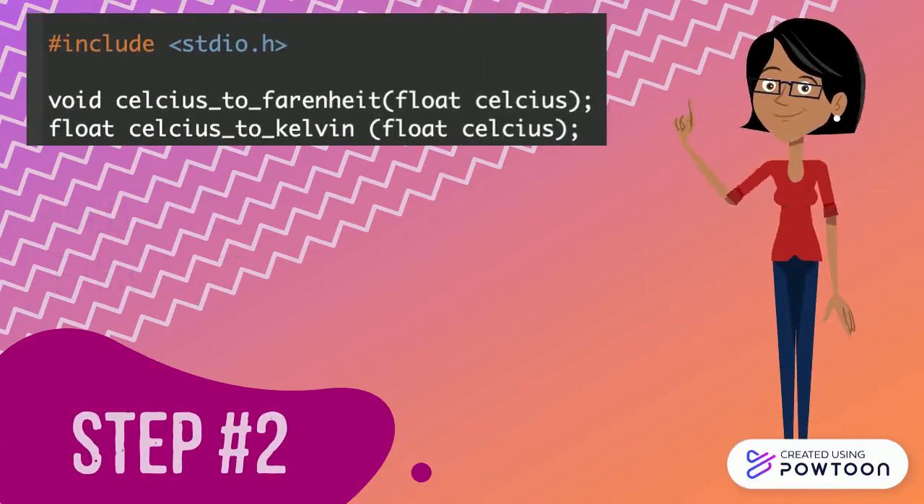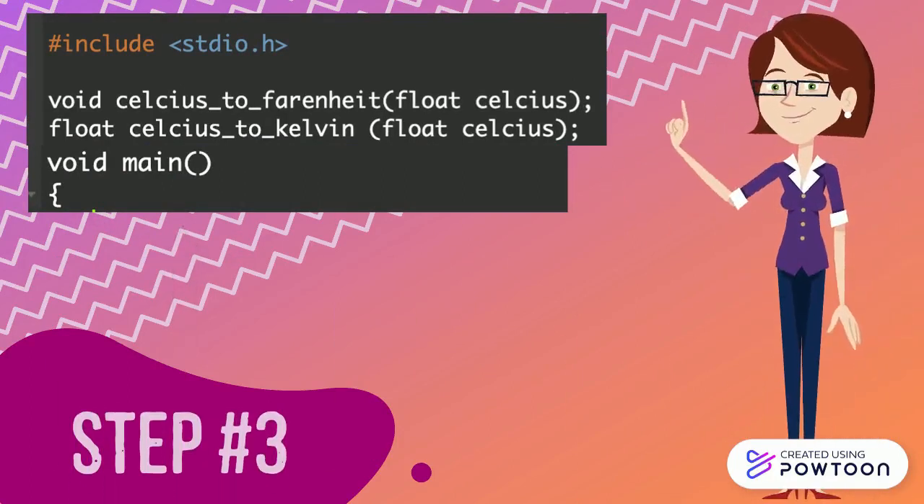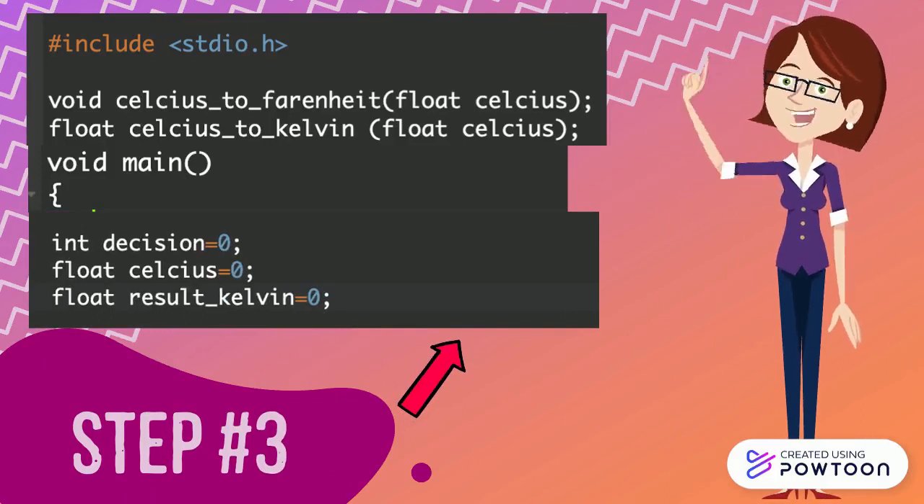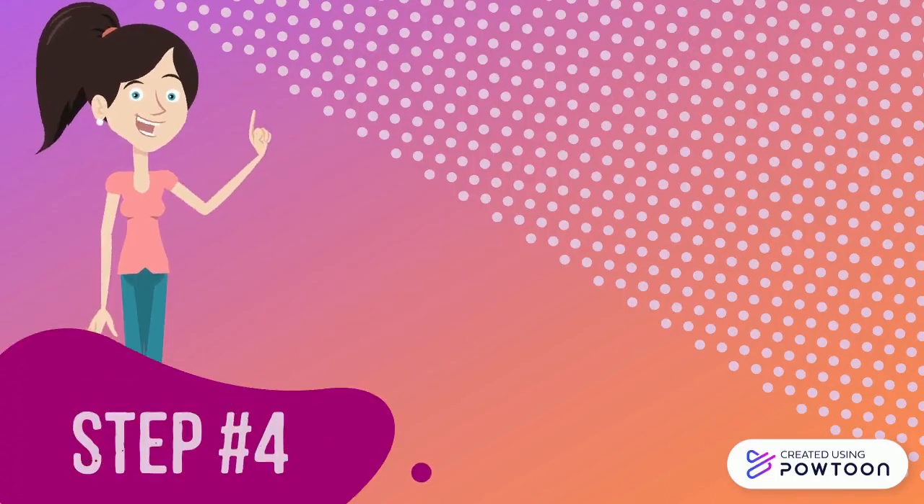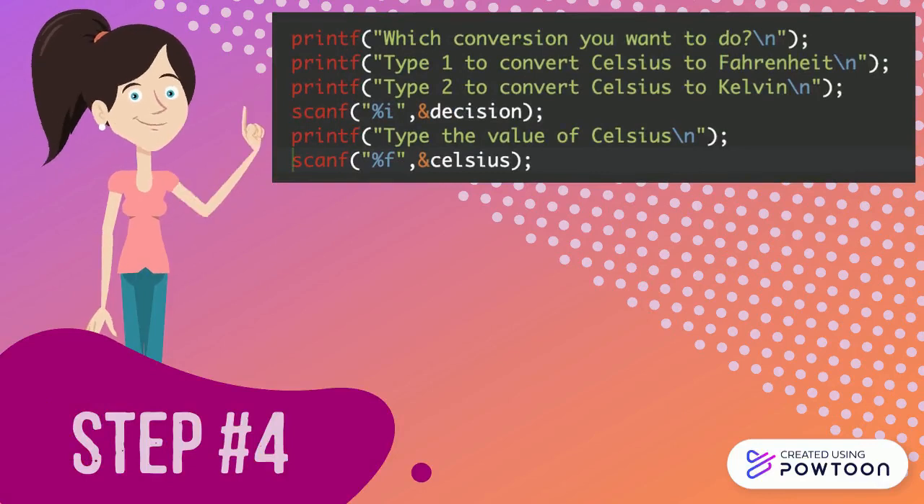Step 2. Open your void main function to write the structure of the program. Step 3. Declare the variables you will need in this specific function. In this case, they are decision, Celsius, and result Kelvin. Step 4. Ask the user to tell you which conversion they want to do by typing the number of the option that corresponds in the program.